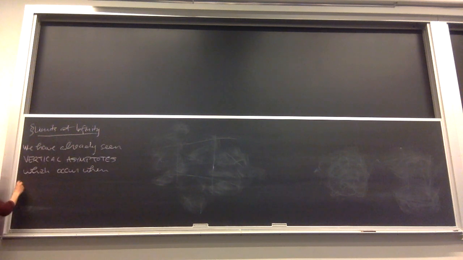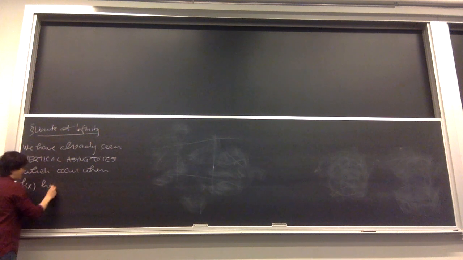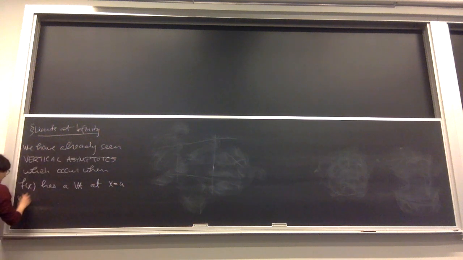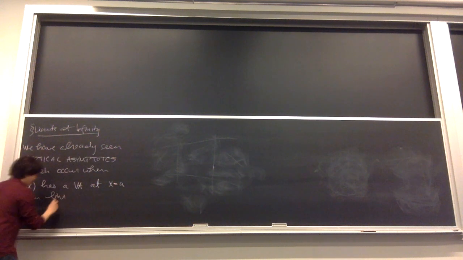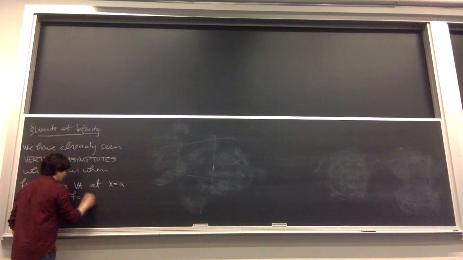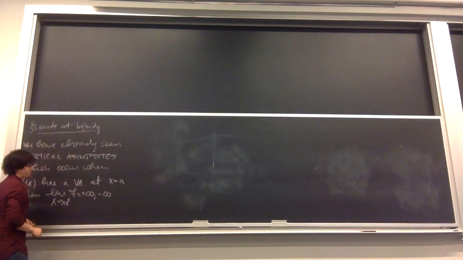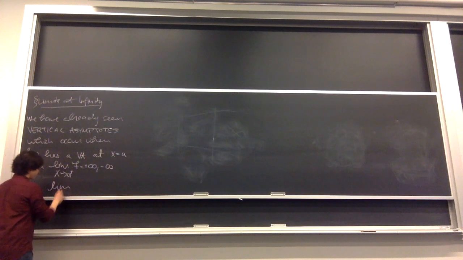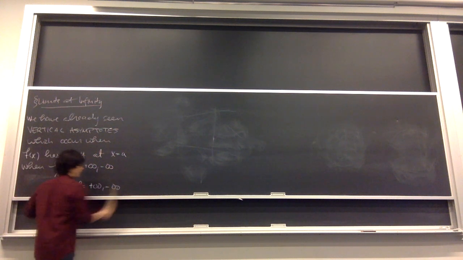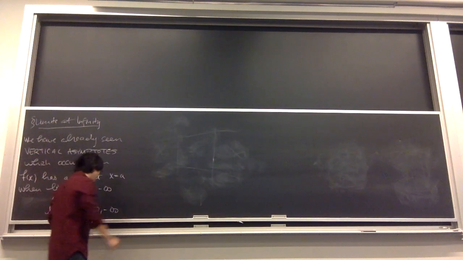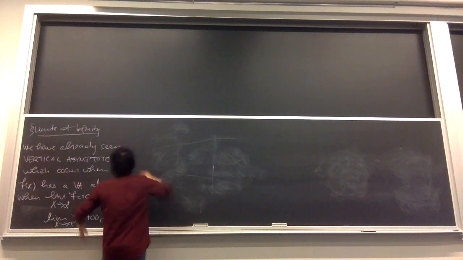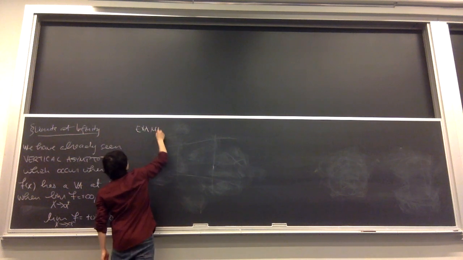So we learned yesterday f of x has a vertical asymptote at x equals a when it is the case that the limit as x goes to a from the right of f is either positive infinity or minus infinity, or the limit as x goes to a from the left of f is either positive infinity or minus infinity. So either one, two, or both of these can be true to have a vertical asymptote.